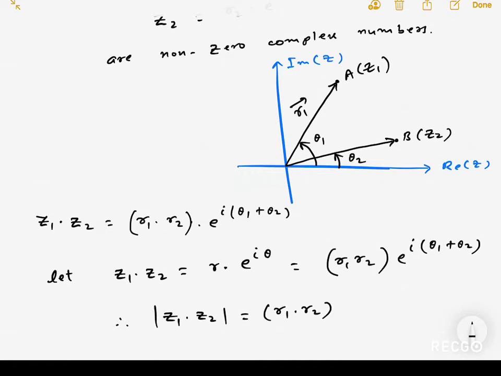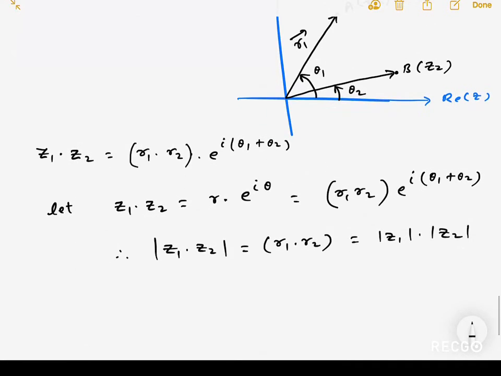Now what is r1? r1 is modulus of z1, r2 is modulus of z2, so mod of z1 into mod of z2, very simple. Now if I ask the argument of z1 z2, it is theta, so argument of z1 z2 is equal to theta. And what is theta equal to? Theta is equal to theta 1 plus theta 2. Theta 1 is argument of z1, theta 2 is argument of z2, so argument of z1 plus argument of z2.